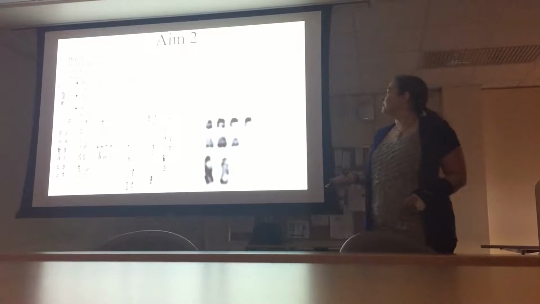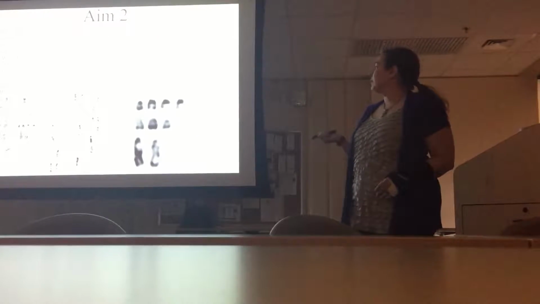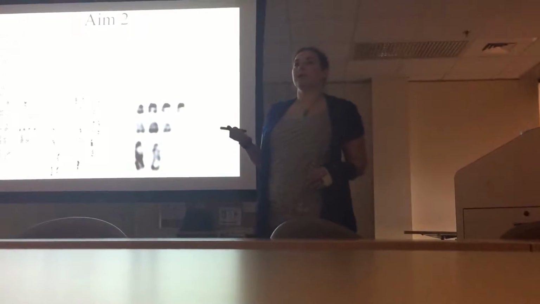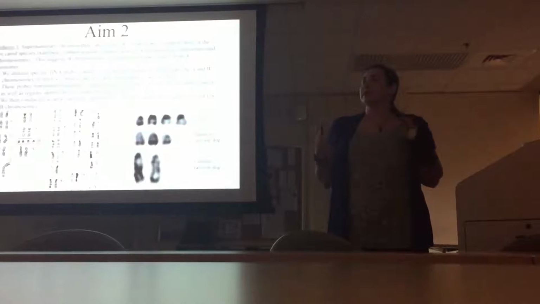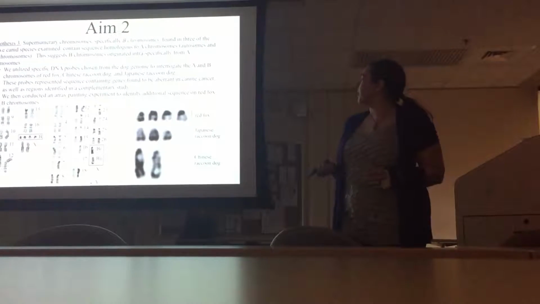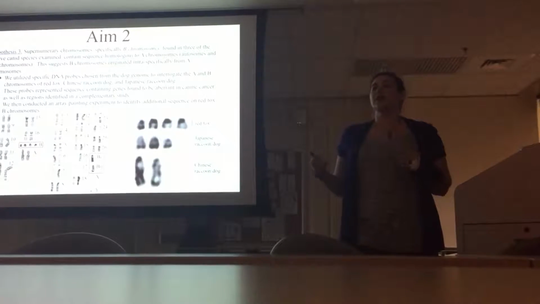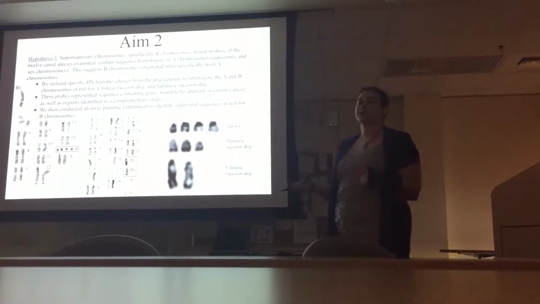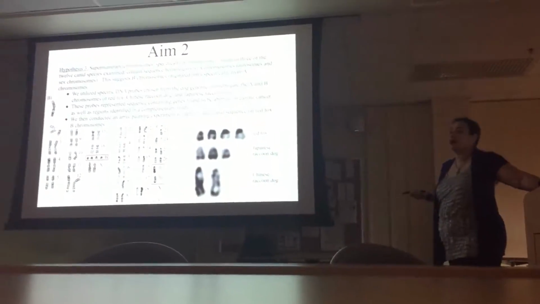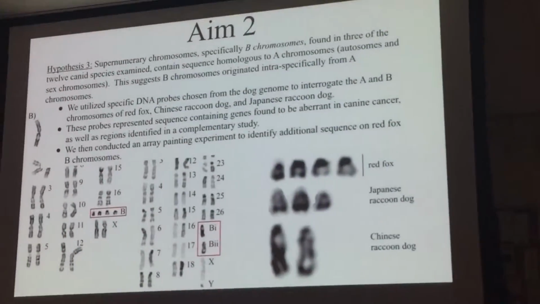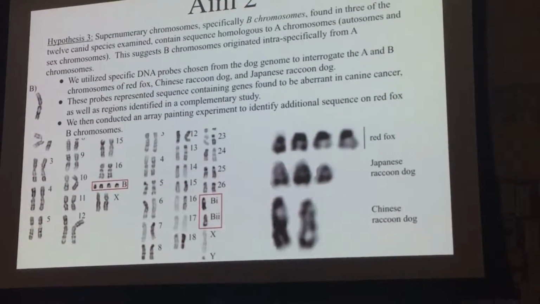As I talked about before, we did array painting experiments. So the red fox chromosomes were flow sorted, and we wound up with a sample of the B chromosomes from the red fox, and this was labeled and then applied to microarrays. And so what we were able to find is specific sequence present on these chromosomes. And this is at a much higher resolution than the specific single locus probes that I used.